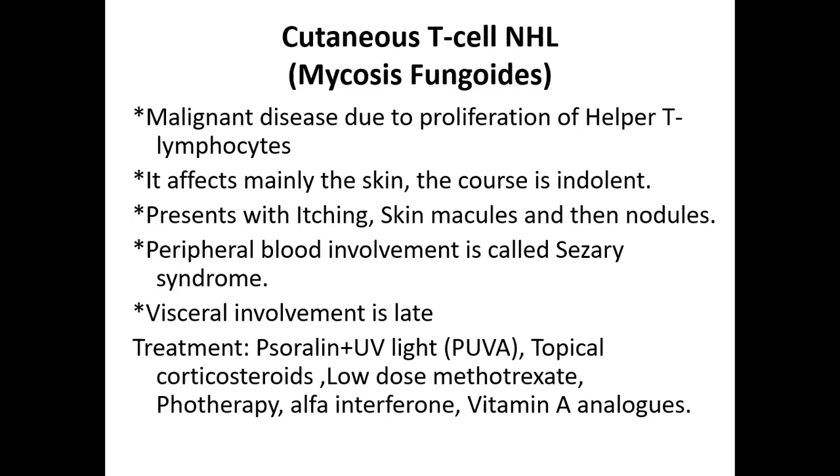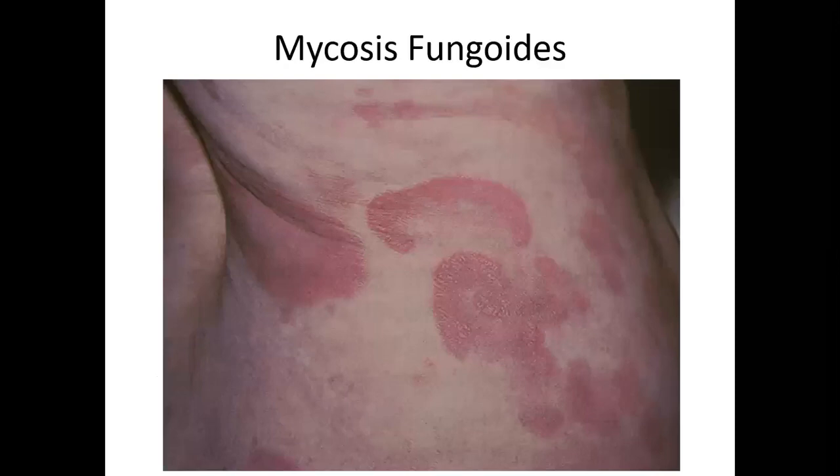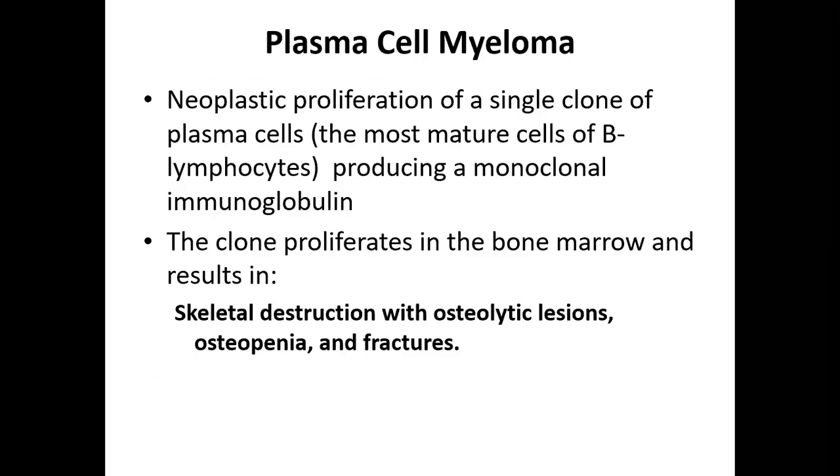Treatment depends on giving the patient psoralen plus UV light, we call it PUVA, topical corticosteroids, low-dose methotrexate, phototherapy, alpha interferon, and vitamin A analogs. It is an indolent disease. It can persist for 10 years or more. And in this photo, you can see the patches of infiltration of the malignant lymphocytes in the epidermis. Now we come to the plasma cell myeloma.